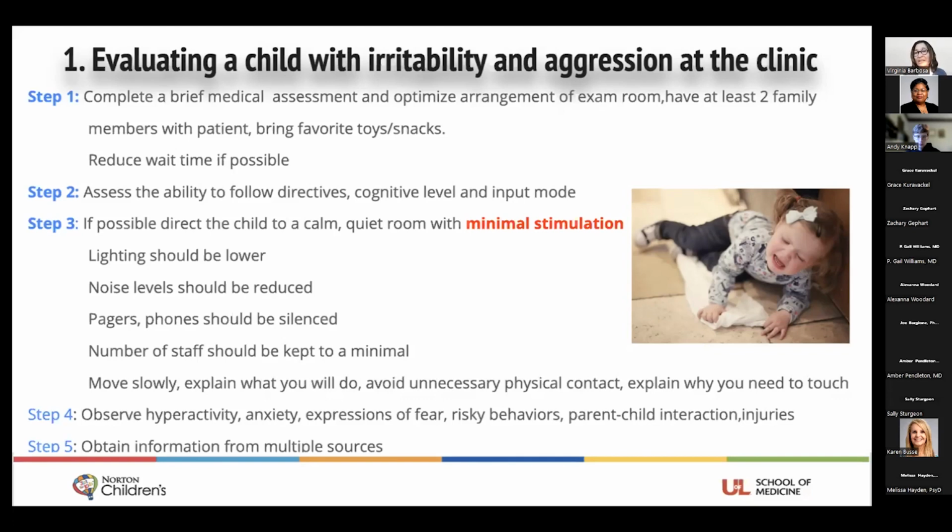If you're going to be in contact with a child, explain what you're going to do, and avoid physical contact as much as you can. Of course, you will have to do the physical assessment, but it's always important to be mindful that sometimes even dimming the lights or lowering your tone of voice can be highly impactful, and you can see immediate changes. Observe other aspects of the child's behavior, such as hyperactivity, anxiety, expressions of fear, and the parent-child interaction too. And it's always helpful to obtain information from multiple sources.